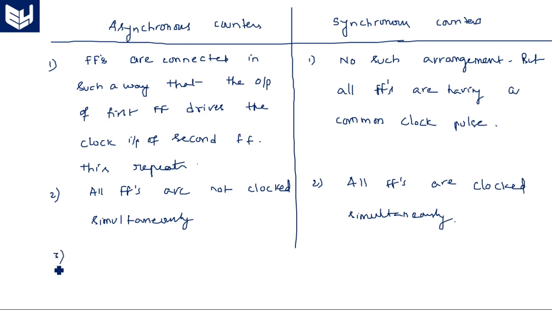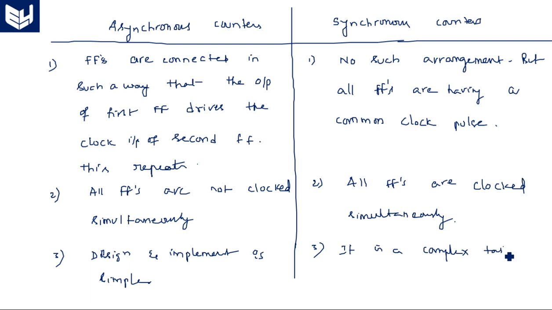Next, design and implementation is simple here in asynchronous counters, but whereas here it is a complex or tedious task. What is that? Designing part. Designing part is difficult in synchronous counters. And the drawback is in asynchronous counter, it is slow because all are individually clocked.